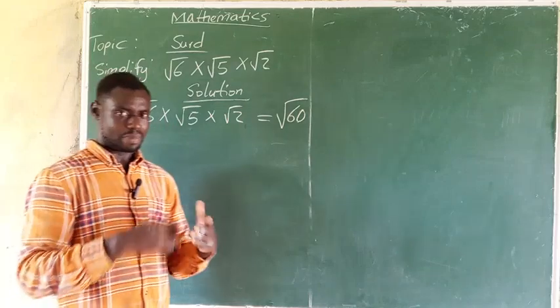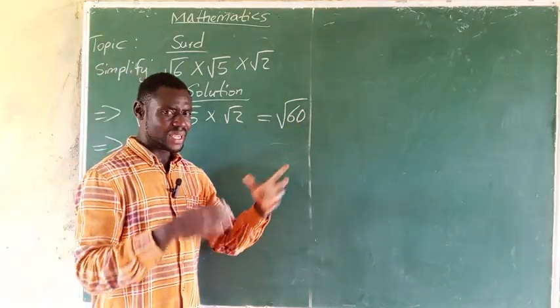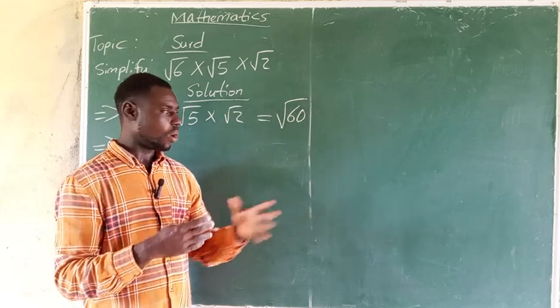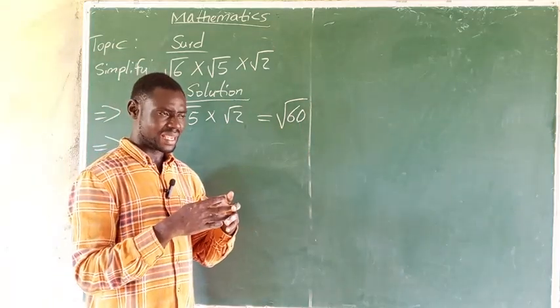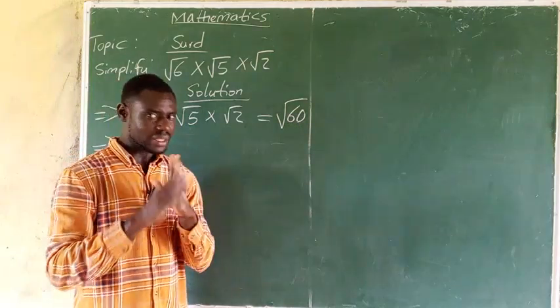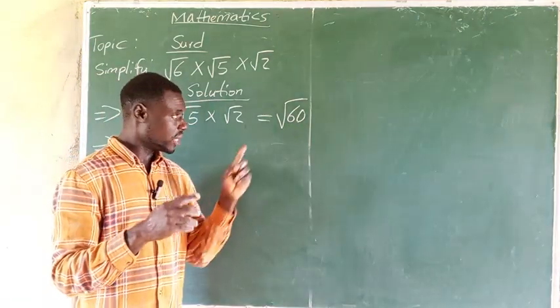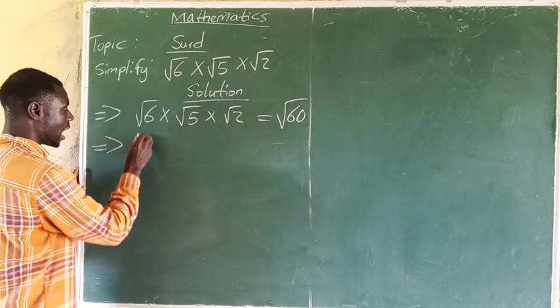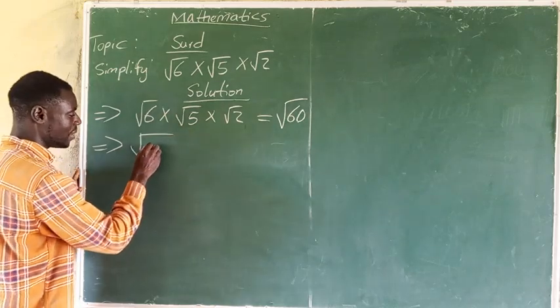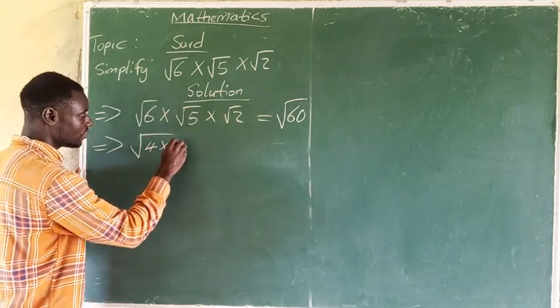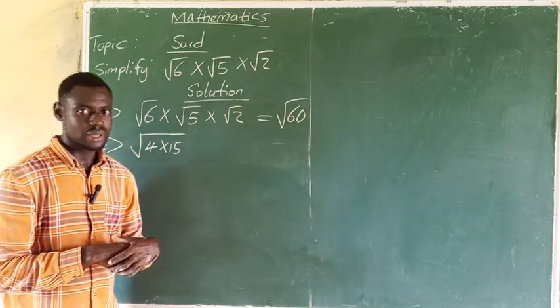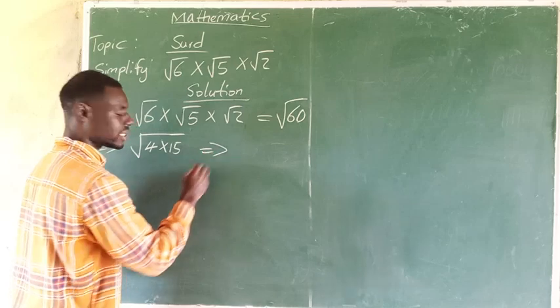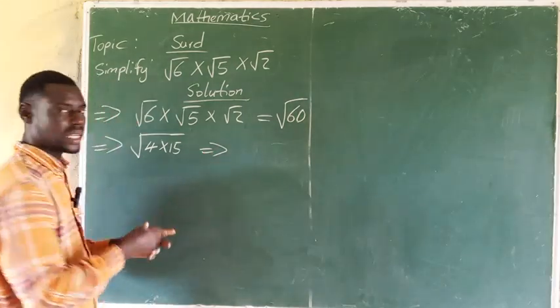What I mean is that this implies, let's think of two factors. One of them is a perfect square. What number can we get from this that is a perfect square? 4 is a perfect square here in 60. 4 times 15 will give us 60. That is good. So that means I can split it by giving me 4 times 15.